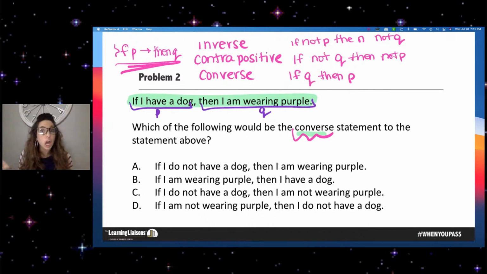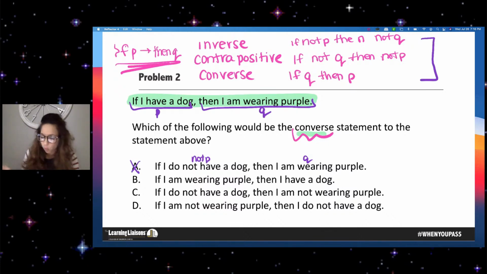So if I do not have a dog, then I am wearing purple. So we have not P, but Q. Do you see that anywhere in our options up here? No, that's not even a choice. So A is not even anything.